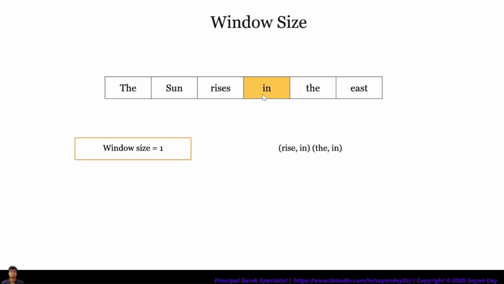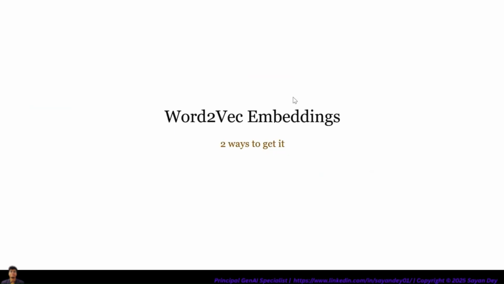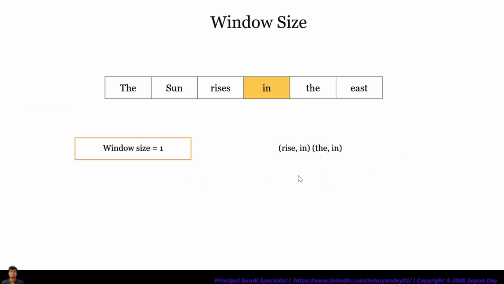So if you look at the word in, you are trying to find out what is to the left of in and what is to the right of in. So to the left of in, we have the word rises. There's a small typo. It will be rises. Actually, we can think of it as rise if we consider lemmatization. So if you do lemmatization, rises and rise mean the same thing. Anyways, that's a different conversation.